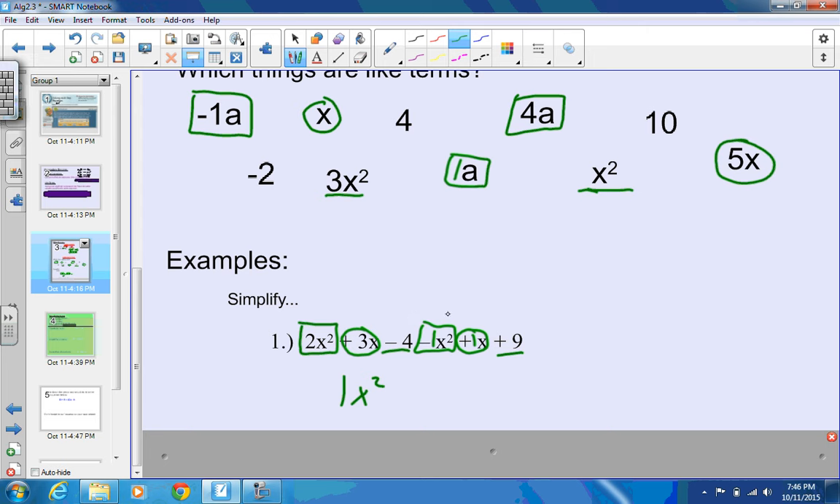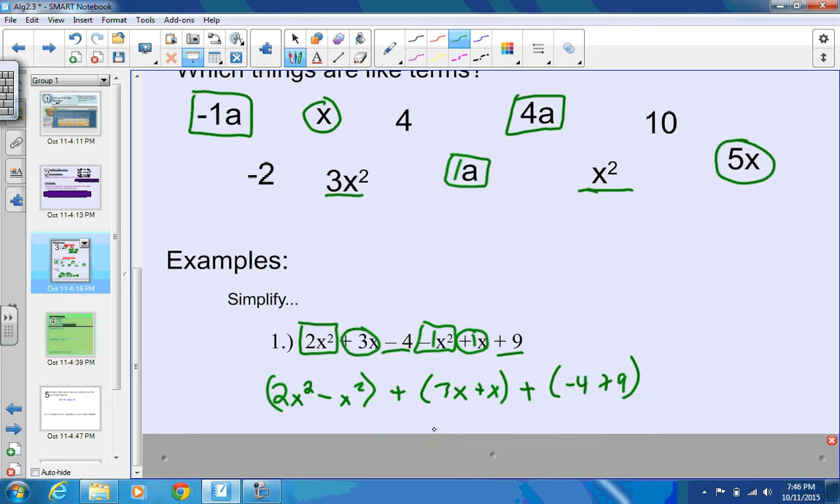Hold on. I'm going to pull this apart here just to show you what I did. I did the 2x squared minus the x squared, or minus the 1x squared. And then I'm going to do that 3x and that 1x. And then I'm going to do that minus 4 and plus 9.